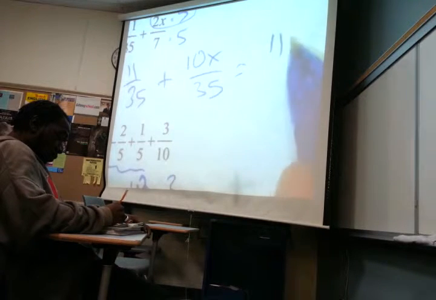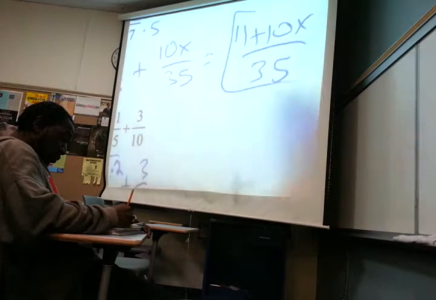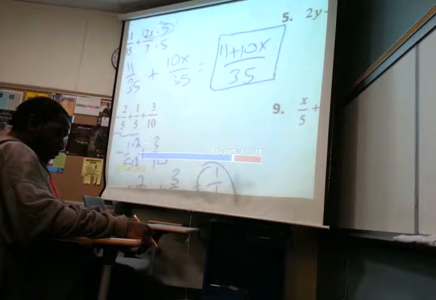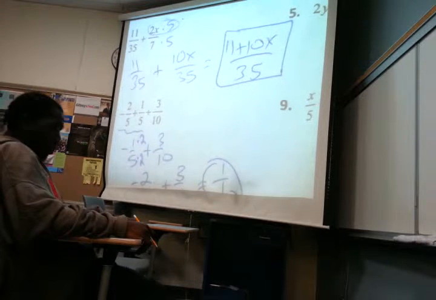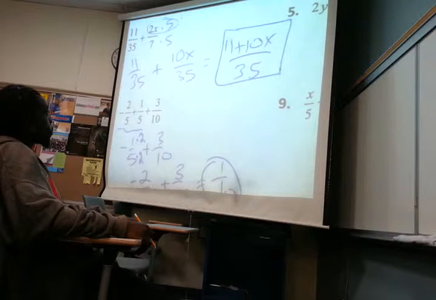11 plus 10x. Good. I have no idea what it is, so I'm just going to write 11 plus 10x. Yes, sir. Does it matter which way it goes on top? Is it supposed to be 10x plus 11 or 11 plus 10x? It doesn't truly matter. It is a slight convention to write in descending order, so you have the highest powers of x all the way down to just numbers. So you'd write x to the 5th plus x to the 4th plus x cubed plus x. Here it should technically be 10x plus 11. But it's not a strong convention, especially when you're just adding fractions. So either way you do it, it's fine.